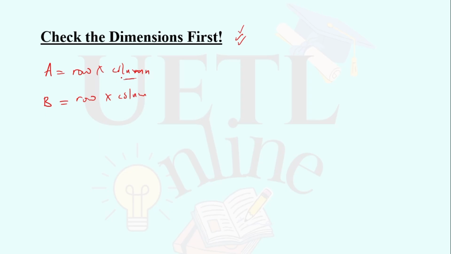The number of columns of the first matrix should be equal to the number of rows of the second matrix. Let's say matrix A is 3 by 3 and the other matrix B is 3 by 1. To see if you can multiply them, you write these numbers together: 3 by 3 multiplied by 3 by 1. If these middle numbers are the same, only then can you multiply. If they are not the same, you cannot.